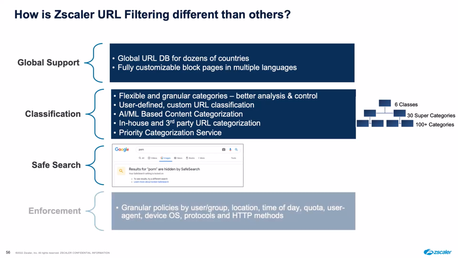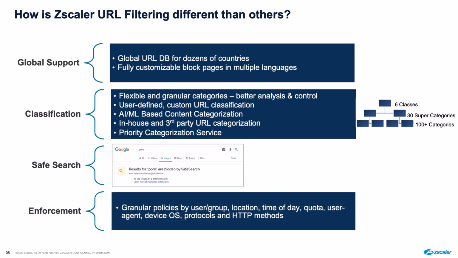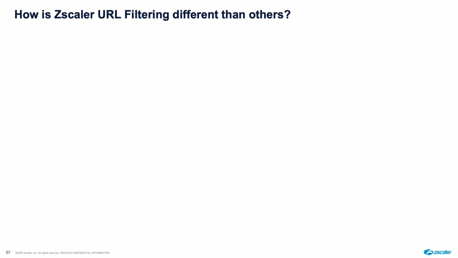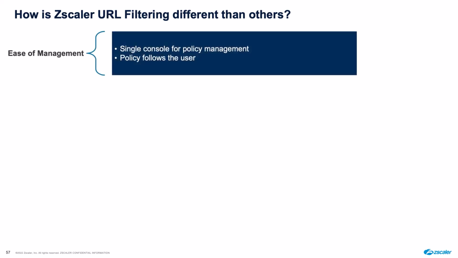And our policies are more granular from an enforcement standpoint. We talked about some of that. You could use location, user, department, time of the day, quota of bandwidth, user agent, device OS, protocols, and more importantly, granular HTTP method. And all of this is made available through one single centralized dashboard, one single console to manage your policies. And these policies follow the user no matter whether they're coming from a location or from home or untrusted networks. It doesn't matter. It's a simple single policy which gets created once and can be leveraged everywhere.